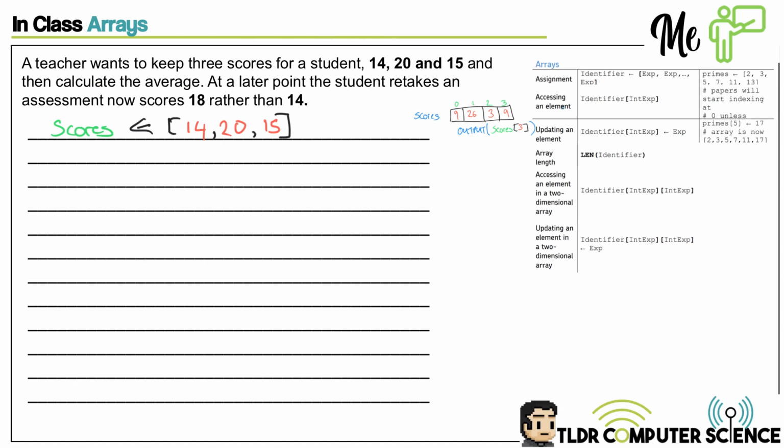Now, I could calculate the average by just saying total equals scores at position 0 plus scores at position 1 plus scores at position 2 and then divide it by 3. Let's say that there were 100 values inside this array. It would have to be total is scores at position 0 plus scores 1 plus scores 2 plus scores 3 plus scores 4. It's going to be a nightmare. Let's use a for loop to step through the array and add the values.